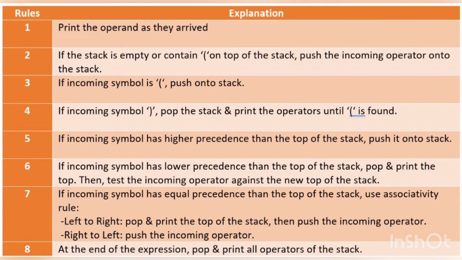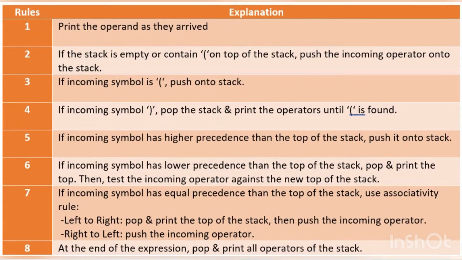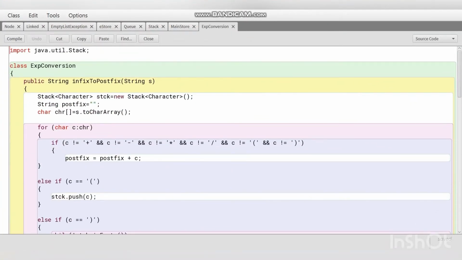The seventh rule, if the incoming symbol has equal precedence with the top of the stack, use associativity rules. If left to right, pop and print the top of the stack, then push the incoming operator. If right to left, push the incoming operator. Rule number 8, at the end of the expression, pop and print all operators of the stack. This is how we write the expression conversion class.